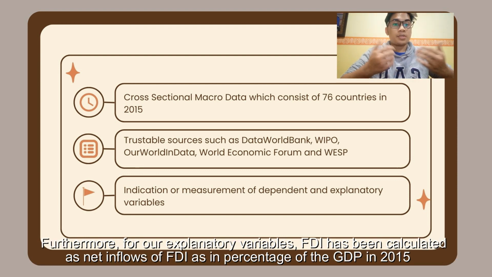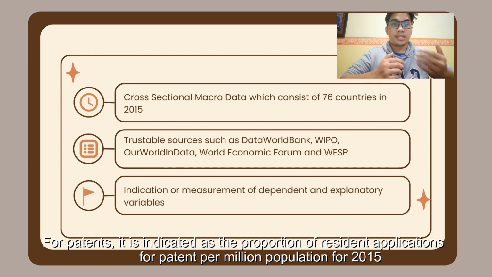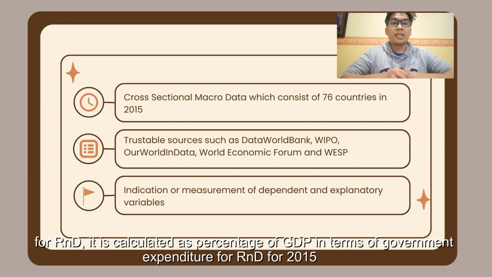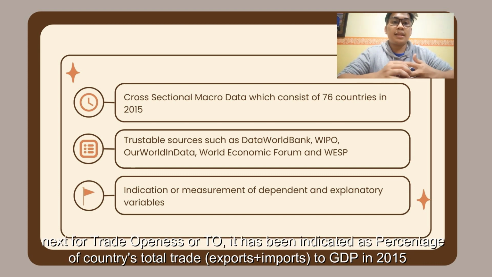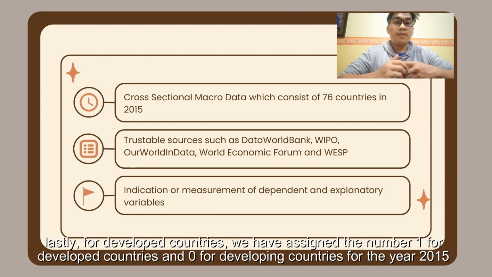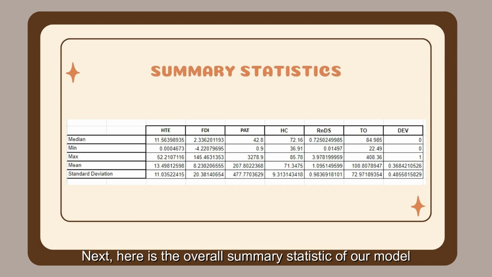Furthermore, for our explanatory variables, FDI has been calculated as net inflows of FDI as a percentage of GDP in 2015. For patents, it is indicated as the number of residents' patent applications per million population for 2015. For R&D, it is calculated as a percentage of GDP in terms of government expenditure on R&D for 2015. For human capital, it is indicated using the human capital index for education, health and longevity for the year 2015. Next, trade openness has been indicated as a percentage of the countries' total trade, exports plus imports, to GDP in 2015. Lastly, for developed countries, we have assigned the number 1 for developed countries and 0 for developing countries for the year 2015.